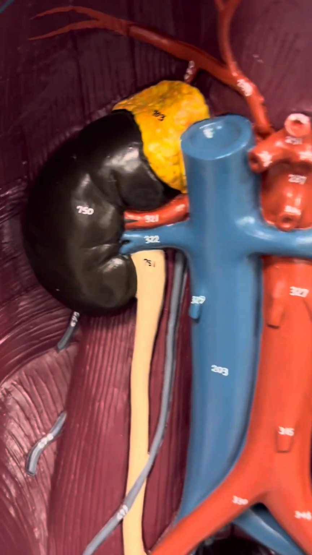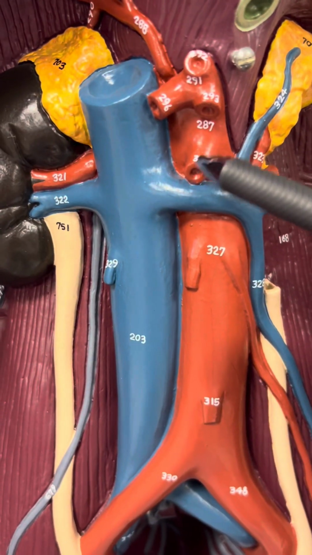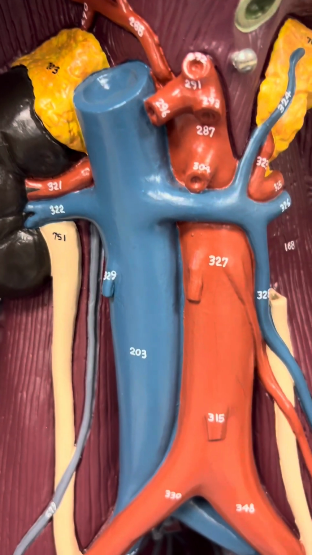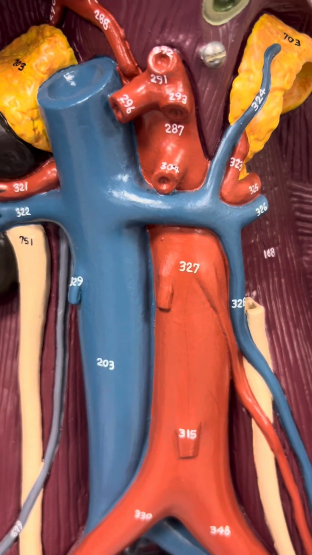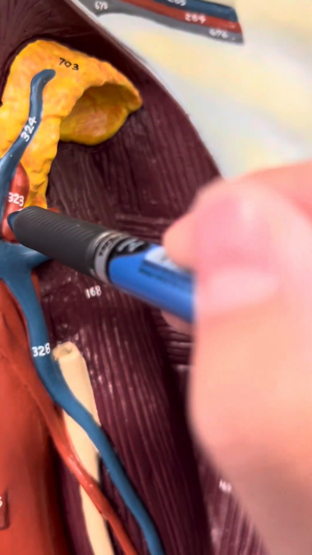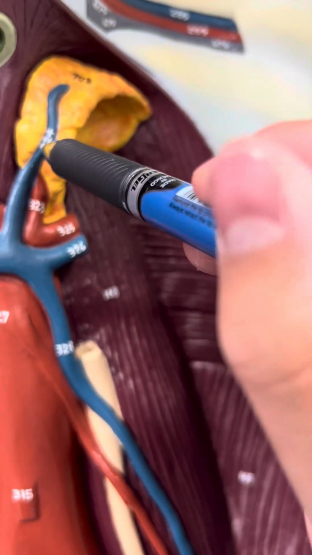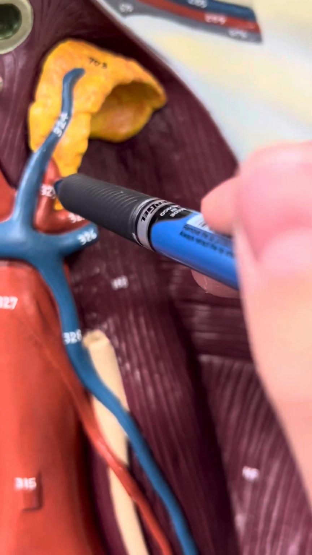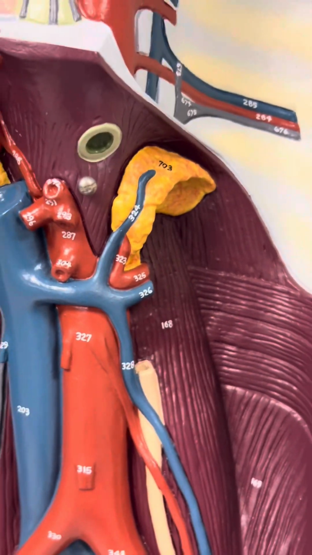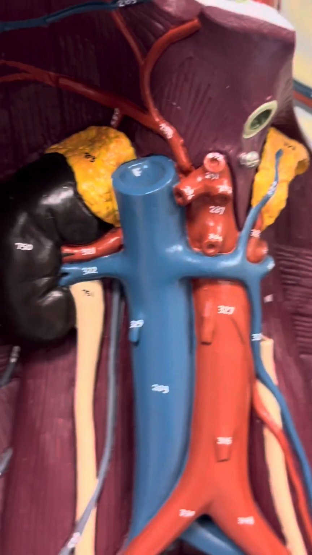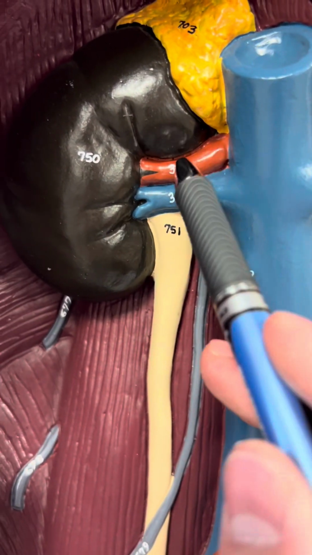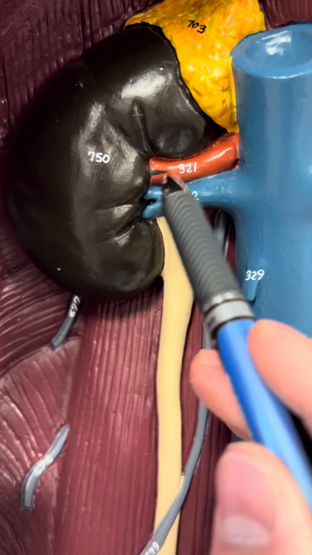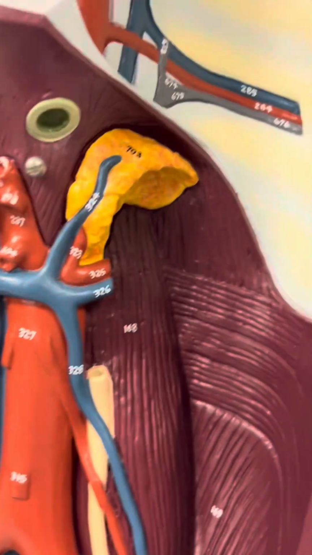Next, you have your superior mesenteric artery. It's right here. And then you have your suprarenal arteries. They are 323. They go up to this yellow structure right here. Those are your suprarenal arteries. Next, you have your renal arteries. Those come out to the kidney. So that'll be 321 right here. This one will be your right renal artery.